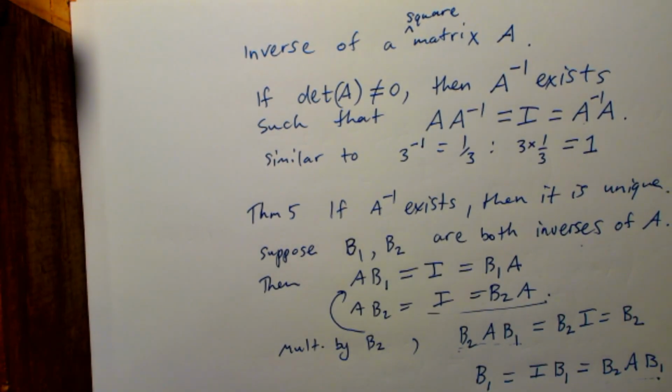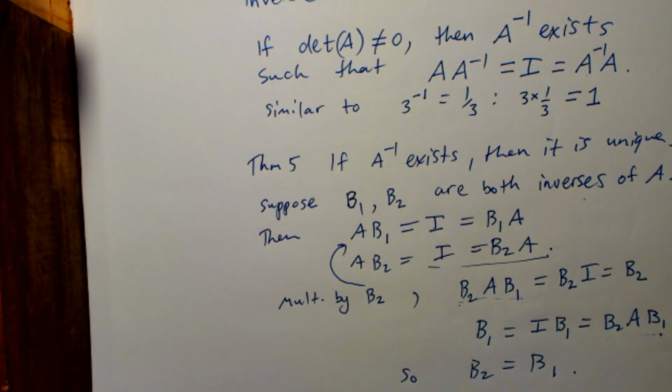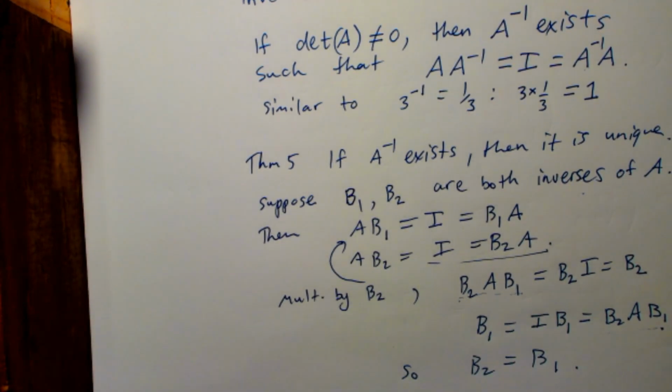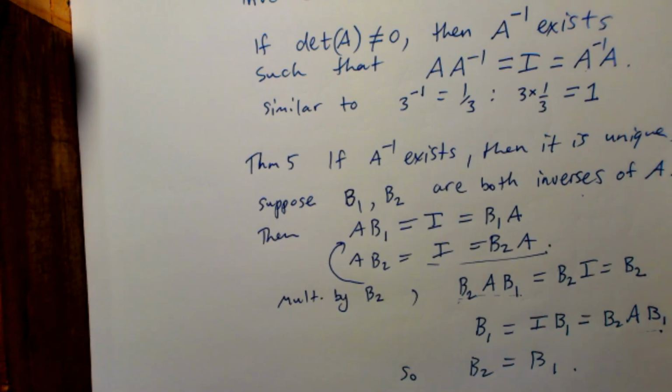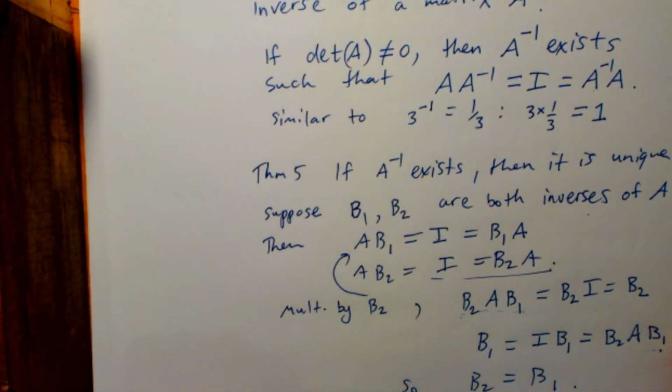So we can compare these, right? Since those two are the same, that tells us that B1 is equal to B2. B2 equals B1 from above, right? So we've shown that if we have two inverses of A, then those two inverses have to be equal, so there's really one. Hence the result is true, the inverse is unique.